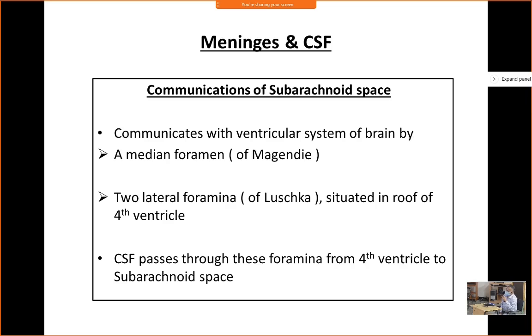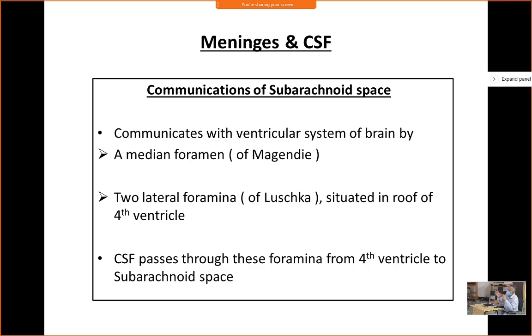Then the meninges part is over. Then come to CSF. Now, communication of the subarachnoid space. This subarachnoid space communicates with the ventricular system of the brain, which I have already told you about. The subarachnoid space is a different space, and the ventricle is a closed, tubular structure.